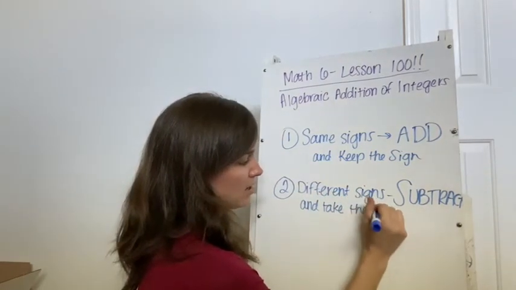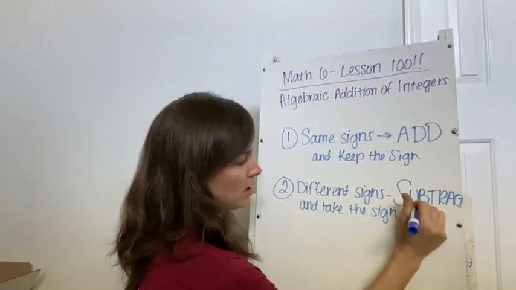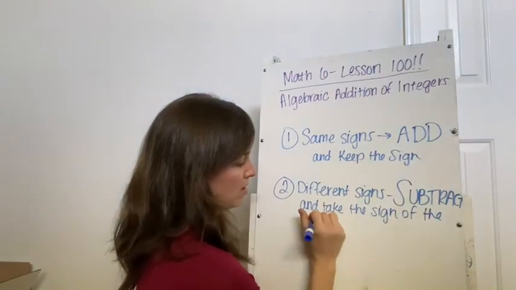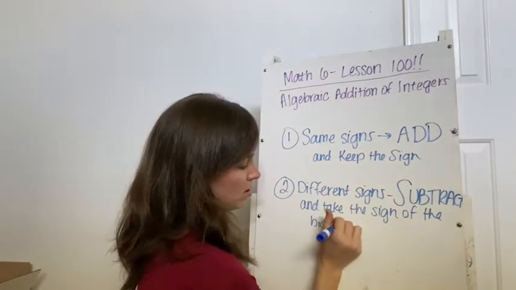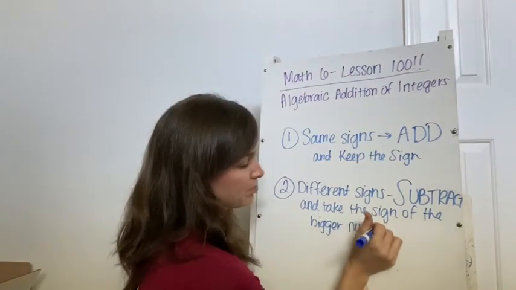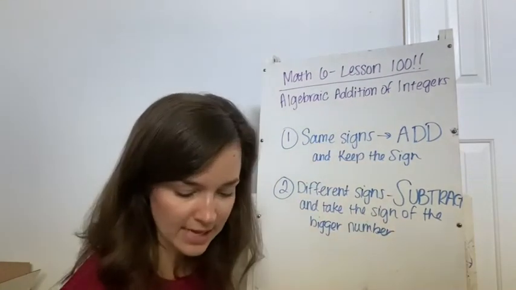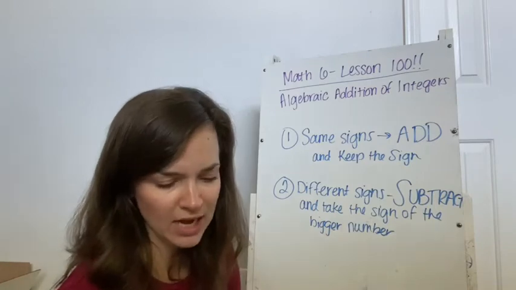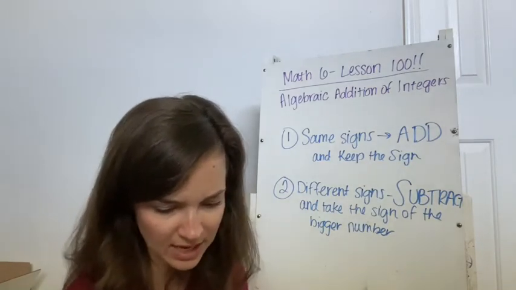the sign of the bigger number. So now, it doesn't necessarily say these rules in exactly those words. It kind of says something similar in the book, but it doesn't say it just like that.